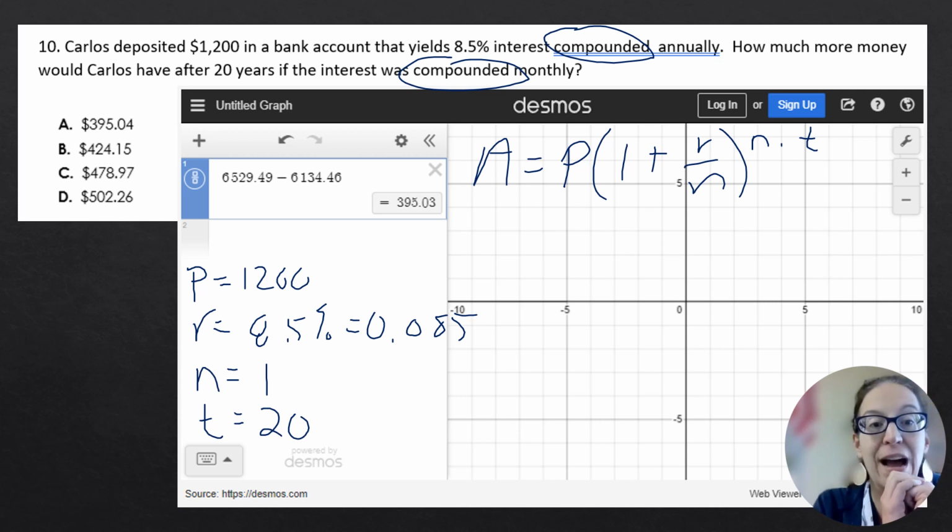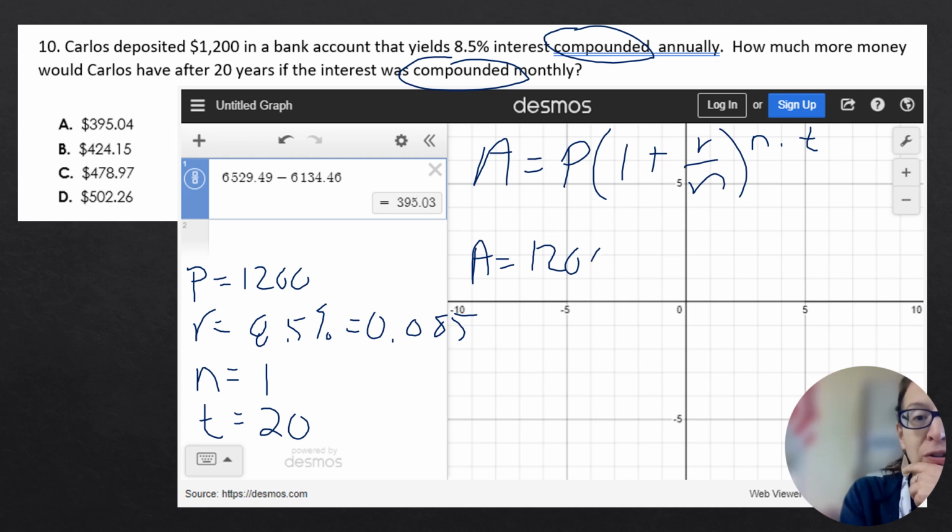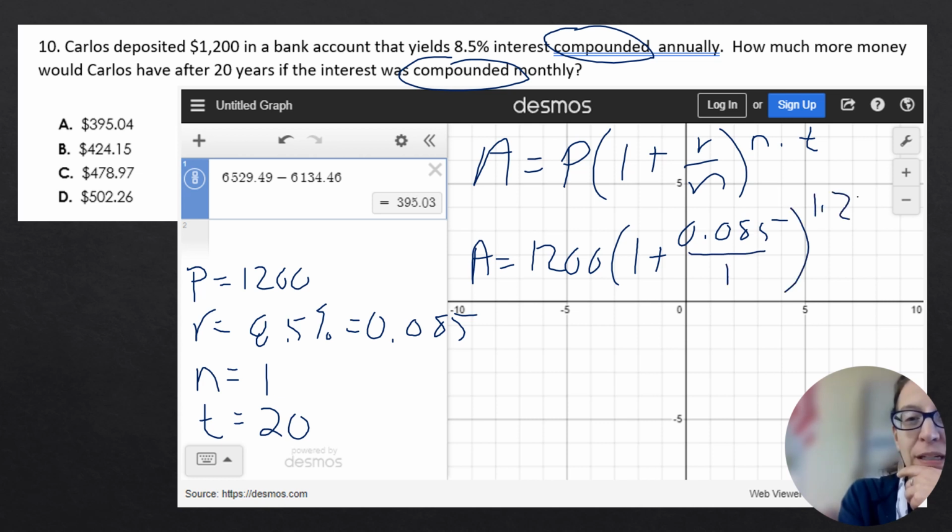And so you would have basically 20 compounding periods, okay? And so we're going to dump all of that in, and we're going to find out how much money Carlos has. So we've got $1,200 times 1 plus 0.085 over 1, and then this will be 1 times 20. This is why we have Desmos open, because we are not messing with that.